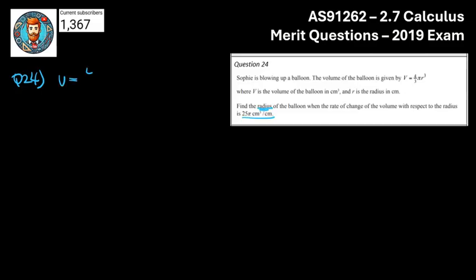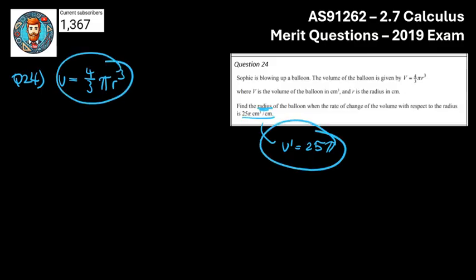So volume is equal to 4 over 3 pi r cubed. I want to note this 25 pi, that's what V dash is equal to. So V dash is going to be equal to 25 pi. That's the change at that particular point in time. So to match these two things up, we're going to need to differentiate my volume formula to get a gradient function of V dash, and then I can equate them and do some math from that. So let's get into V dash.